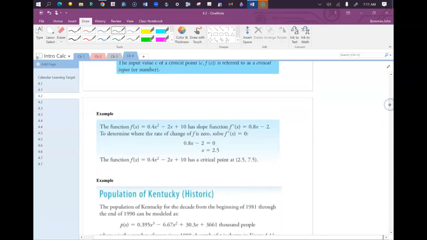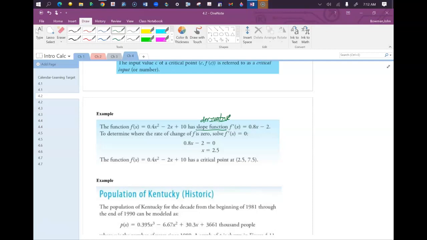So let's take a look at a simple example. We have the function f of x is equal to 0.4x squared minus 2x plus 10. And as you know, that's a quadratic, so it's a parabola that opens up. It has a slope function, aka derivative, that is 0.8x minus 2.